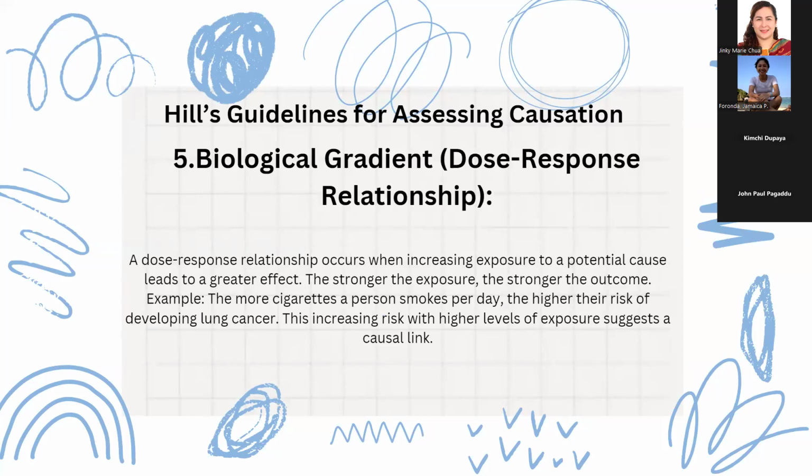Next po is yung ating biological gradient. Kung meron naman tayong dose-response relationship, ibig sabihin habang tumataas yung ating exposure sa isang risk factor, tumataas din yung possibility ng effect nito. So nagpapakita lang siya na may causal relationship sila. So yung example dito, the more cigarettes a person smoke per day, the higher their risk of developing lung cancer. So this increase in risk with higher levels of exposure suggests a causal link.